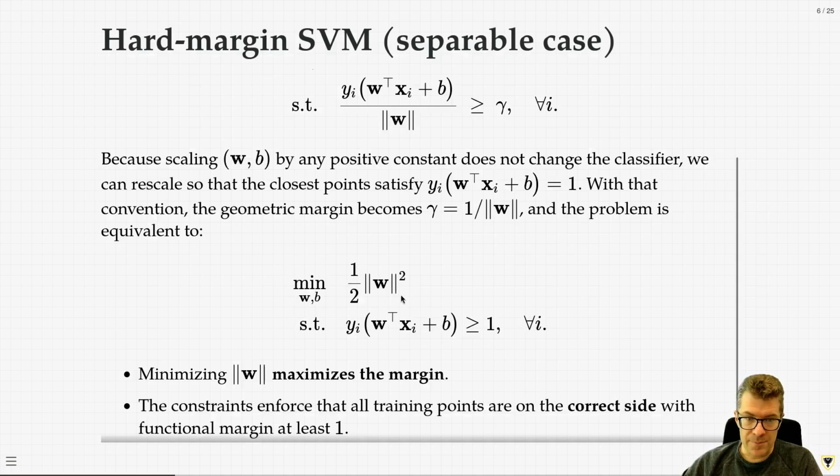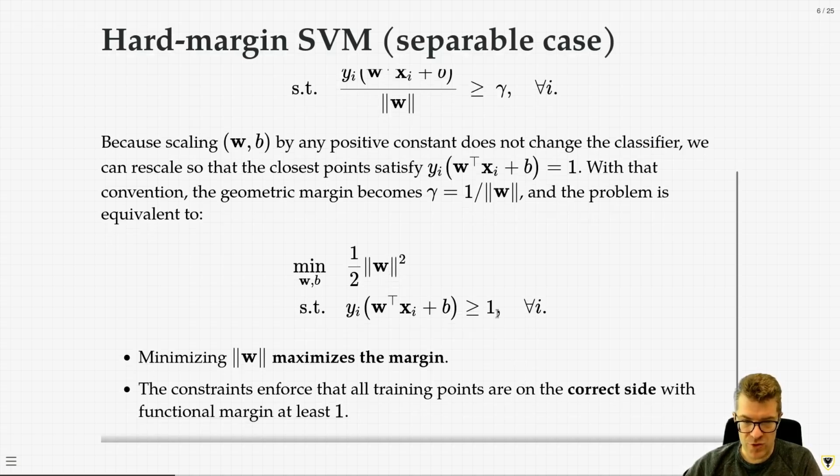Minimizing the norm here will maximize the margin, and the constraints that we have will enforce that all of the training points are on the correct side, with the margin being at least 1.